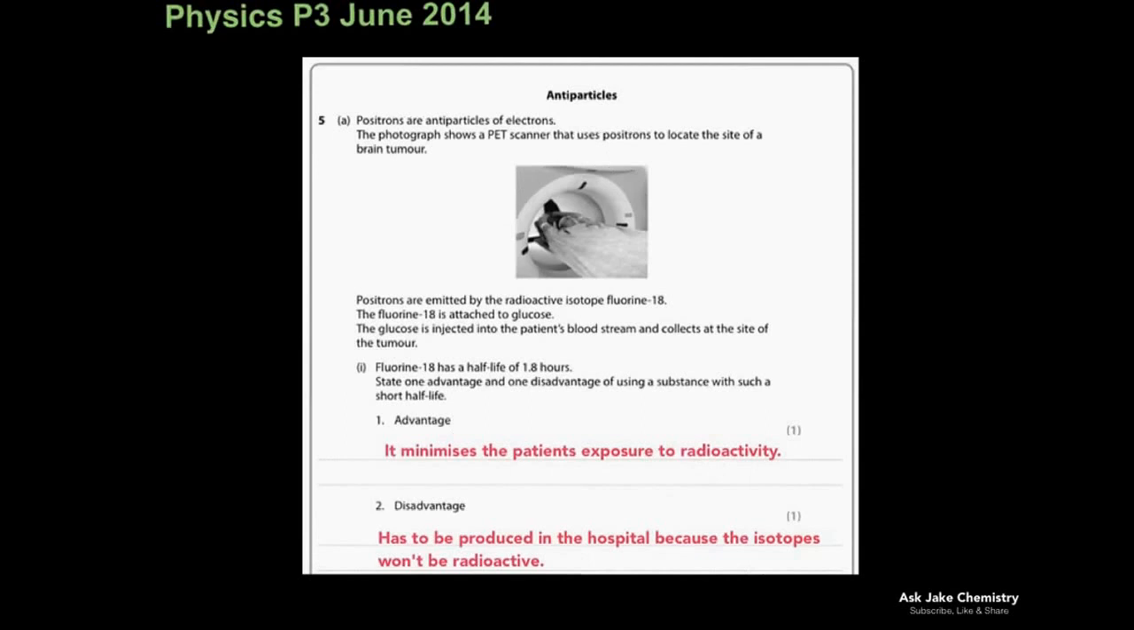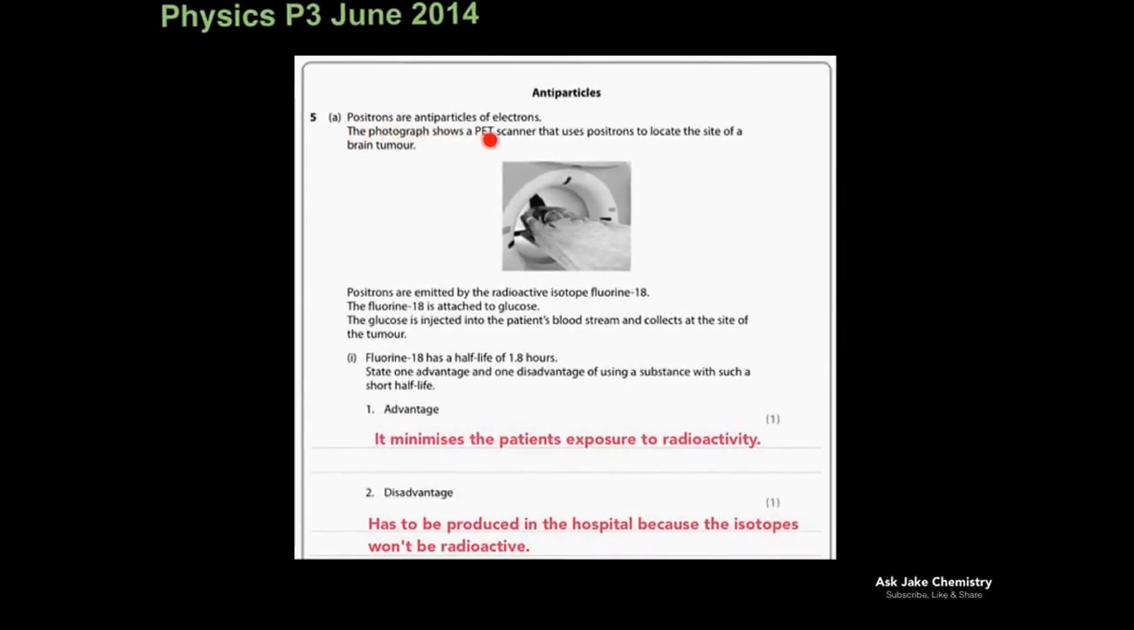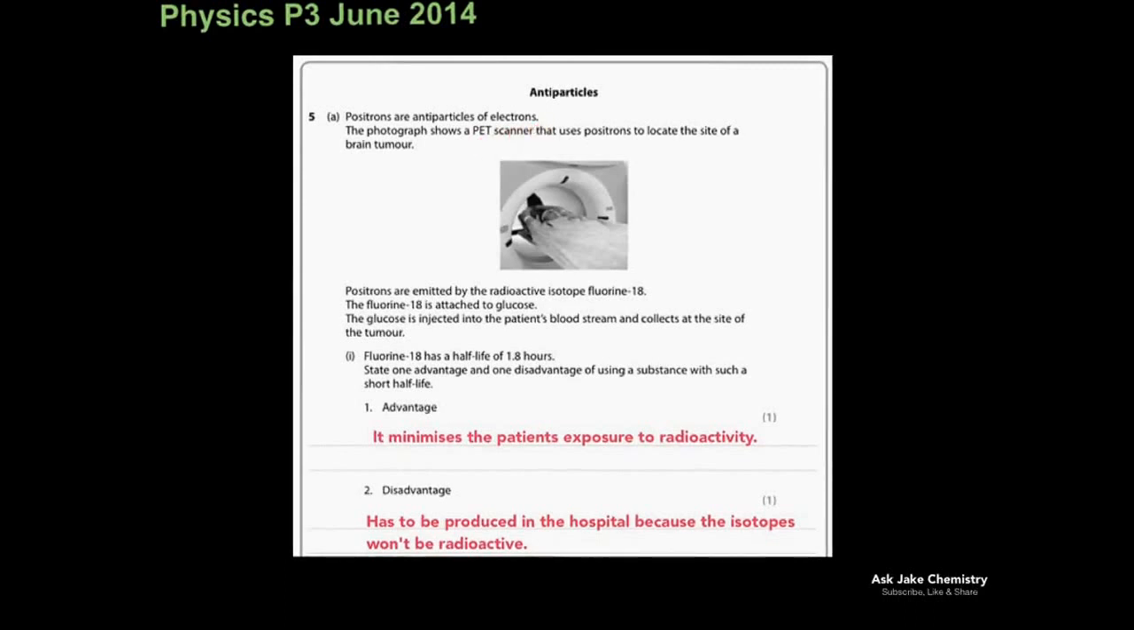For question 5, antiparticles. Positrons are antiparticles of electrons. The photograph shows a PET scanner, which uses positrons to locate the site of a brain tumor. Positrons are emitted from a radioactive isotope, fluorine-18. Fluorine-18 is attached to glucose. The glucose is injected into the patient's bloodstream and collects at the site of the tumor.